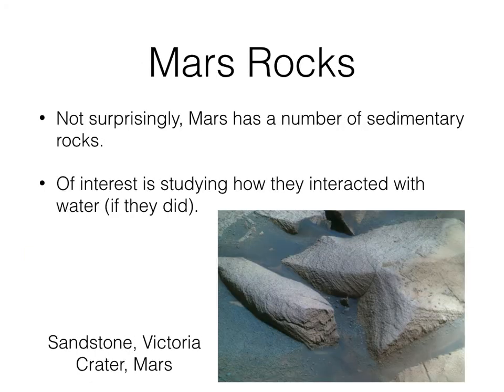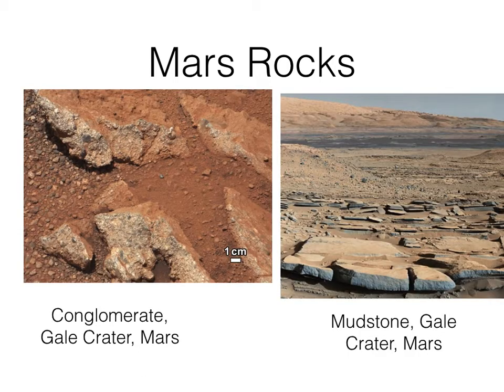Now, Mars is full of sedimentary rocks. It's got wind, and it might have had past water. And that's one of the reasons we're interested in it, because it has a record of whenever the rock was formed, of what the aquatic conditions were, what the condition with water was. So here's some sandstone from Victoria Crater. We also have some conglomerate and some mudstone.